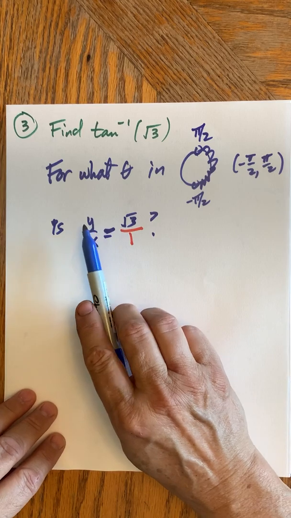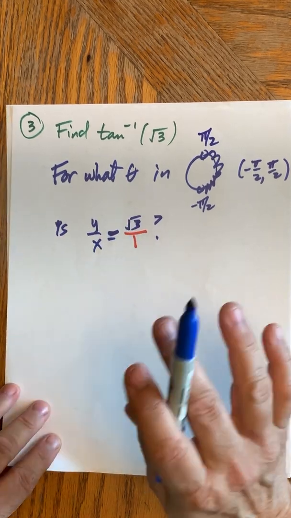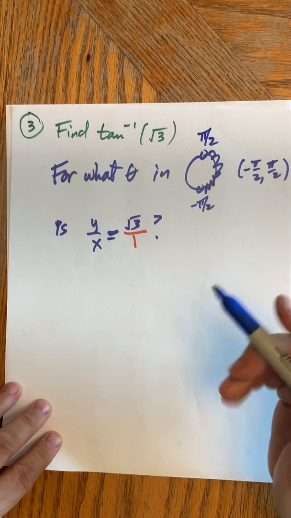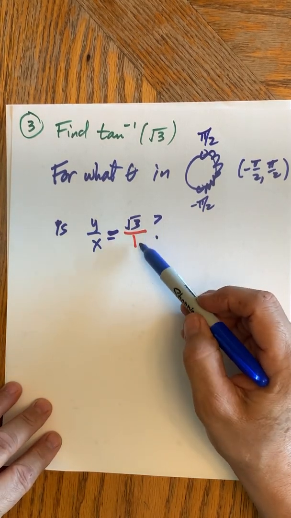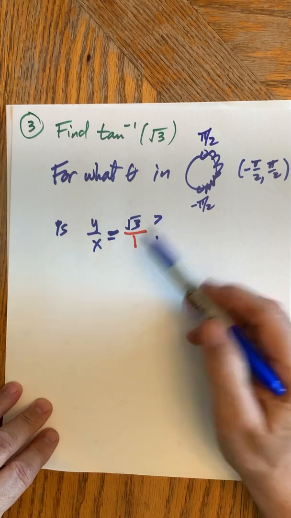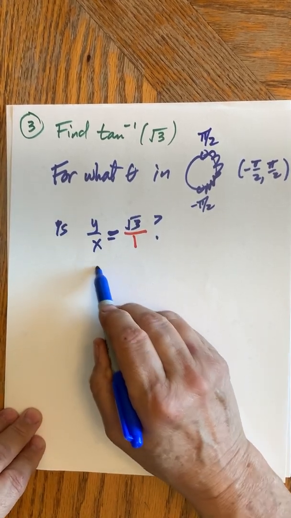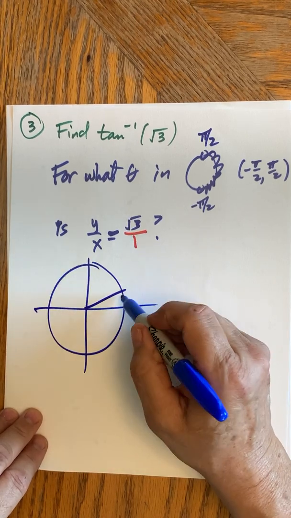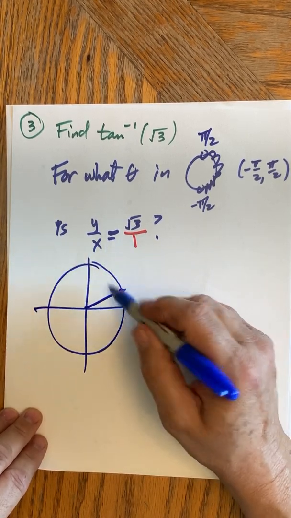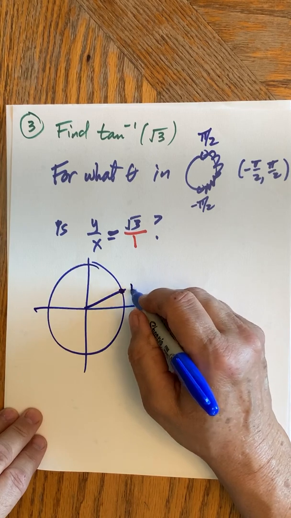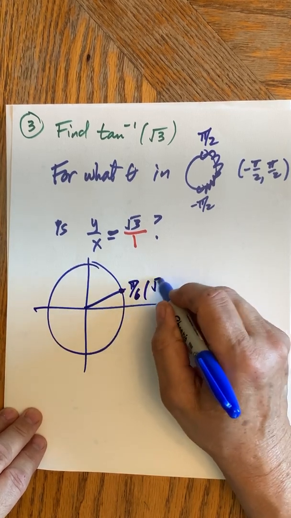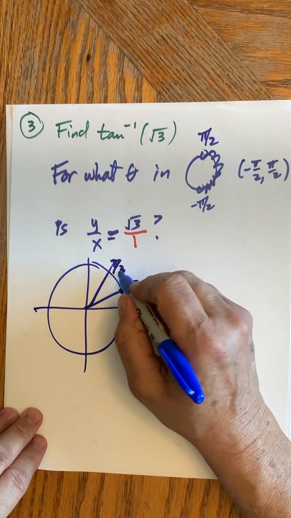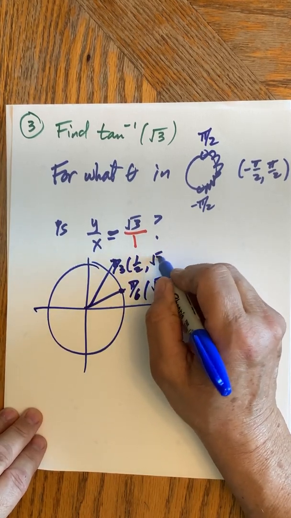So I'm looking for where y is square root 3 and x is 1, or really, you want to think about your unit circle. I really could multiply both of these by a half, right? So I'd have square root 3 over 2 and a half. Since y is positive, I'm in quadrant 1, and it's either pi over 6, where you're going square root 3 over 2 and then up a half, or pi over 3, where you're going over a half and up square root 3 over 2.